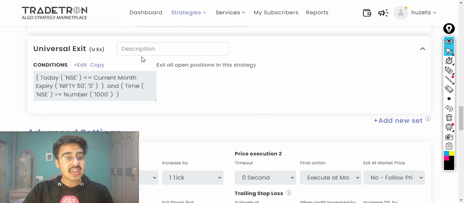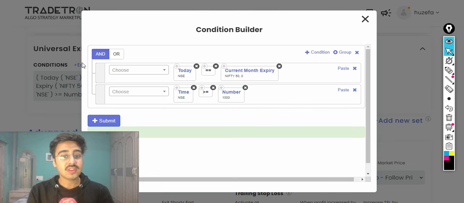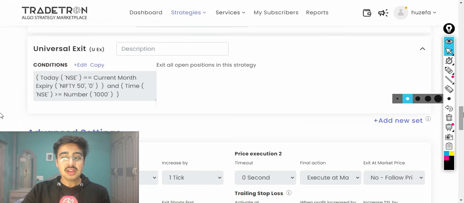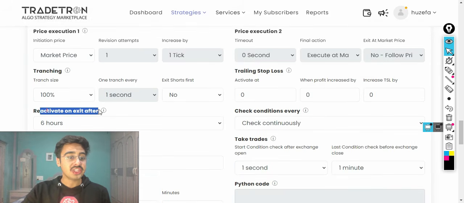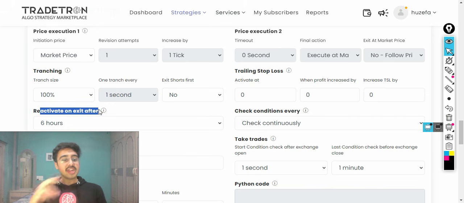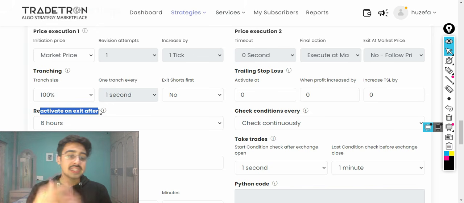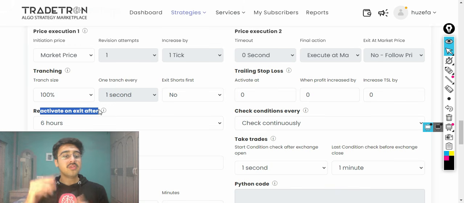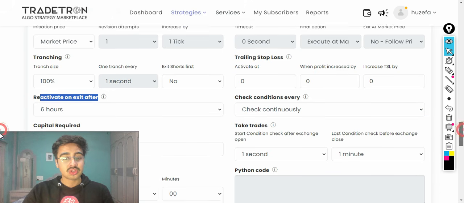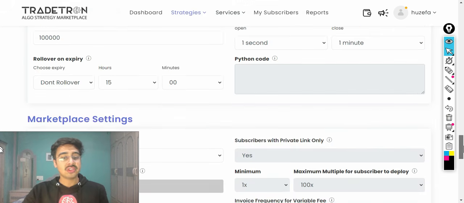Finally, I have added one universal exit condition. Universal exit condition is that if today is the current month expiry, in that case, after 10 o'clock, I am basically squaring off my strategy. And again, I have added a reactivation out here of 6 hours. So after 10 o'clock, once my Supertrend based strategy takes an exit from the trades, I will not be in the market. I'll only begin my trading on the next day in which I will be taking the next month's expiry for that particular instrument. There's no other stop loss, no other trailing stop loss that's happening out here.